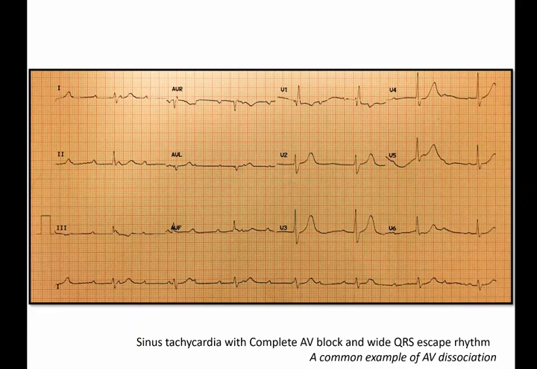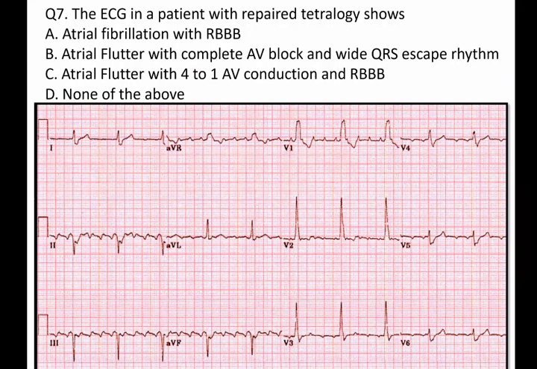Let's look at another example. This ECG in a patient with repaired tetralogy of Fallot shows... can we have the choices? Atrial fibrillation with right bundle branch block, atrial flutter with complete AV block and wide QRS escape rhythm, atrial flutter with 4 to 1 AV conduction and RBBB, or D, none of the above.